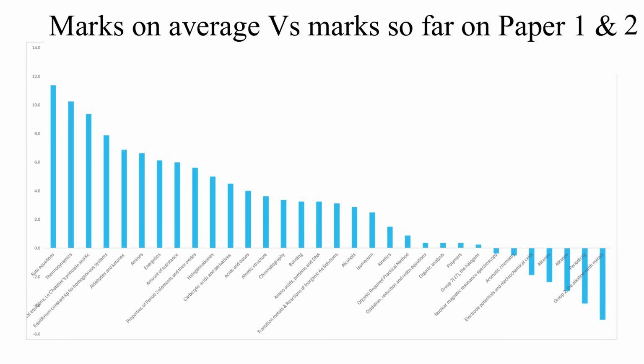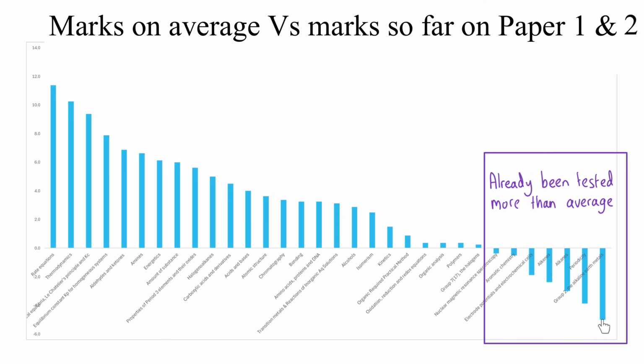This graph takes into account the number of marks that have been available for a particular topic on average across all of the papers for A-Level Chemistry and compares it to the number of marks that have been available so far on paper 1 and 2. And so when we are on the right-hand side of the graph, you'll find the topics that have been assessed a bit more than average already before paper 3 has even happened, which does suggest that they are unlikely to be a big focus of paper 3 because they've already been quite heavily assessed this year.